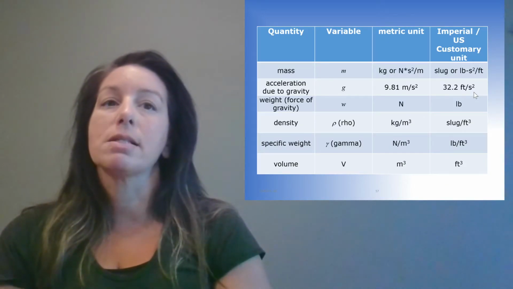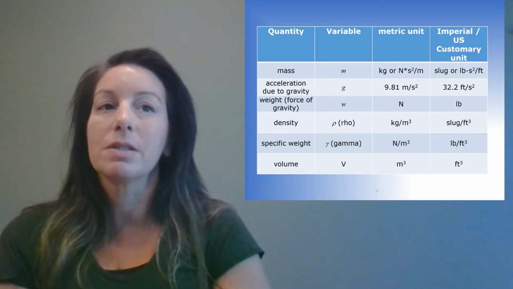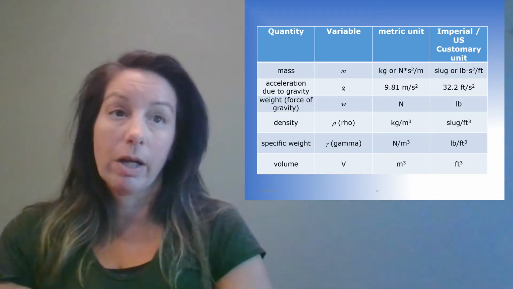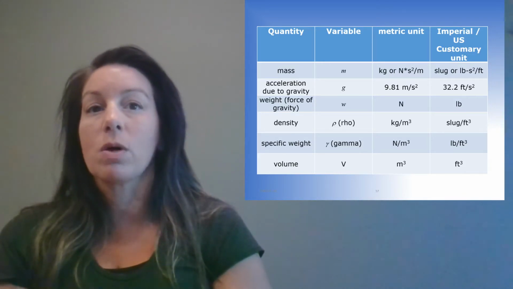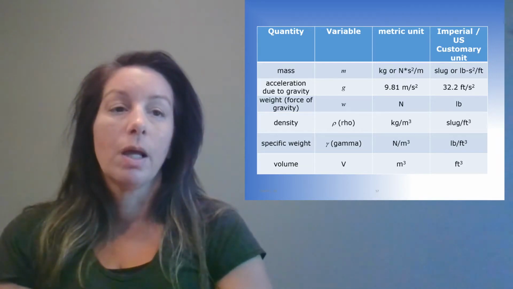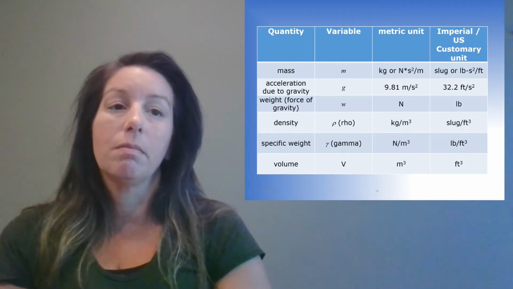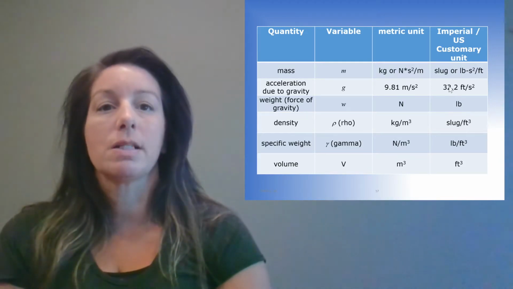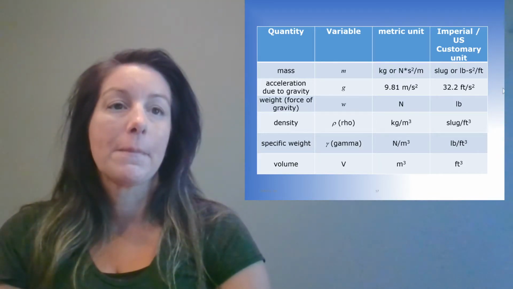So what do we have? Mass, lowercase m, in kilograms, or newton seconds squared per meter. We've got acceleration due to gravity, lowercase g, 9.81 meters per second squared. We've got the weight, which is the force of gravity, in newtons, lowercase w. We've got density, rho, kilograms per meter cubed, and specific weight, gamma, newtons per cubic meter, okay? Generally. And we've got volume, meters cubed.